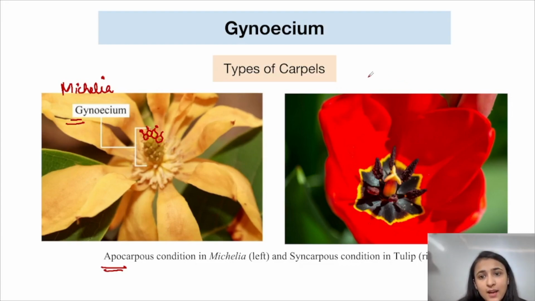Now there is the syncarpous condition which is seen in tulip. Here in syncarpous condition, the carpels are fused with each other. You can see this is the innermost whorl, which is known as the gynoecium. Here 3 carpels are fused with each other. From the stigma you can observe that 3 carpels are fused, because this is stigma number 1, 2 and 3 of 3 carpels which have come and fused together. So this is about the syncarpous condition and apocarpous condition.